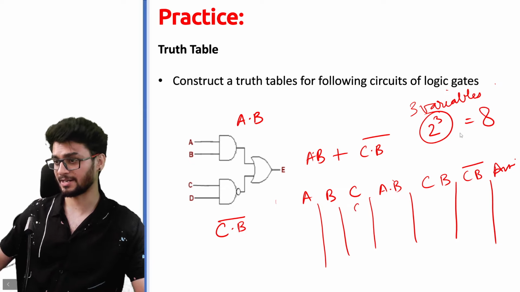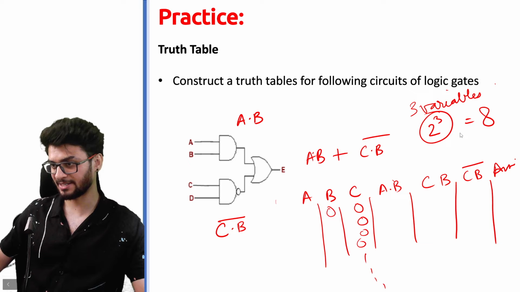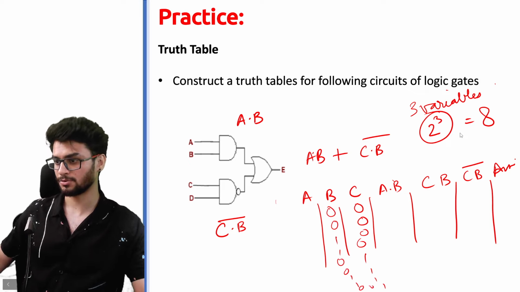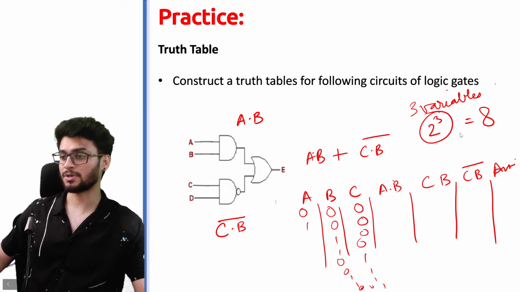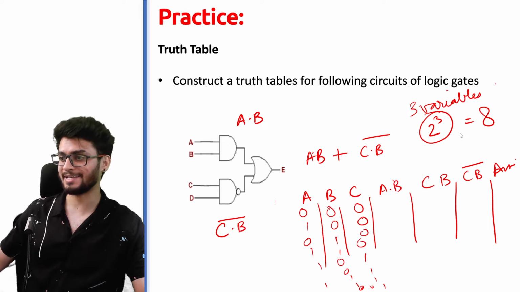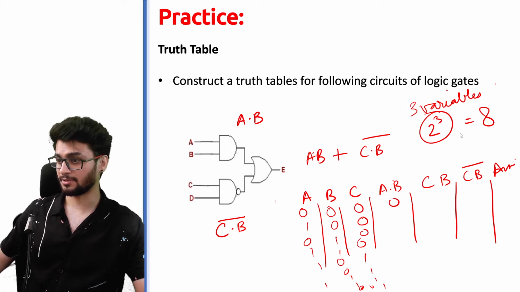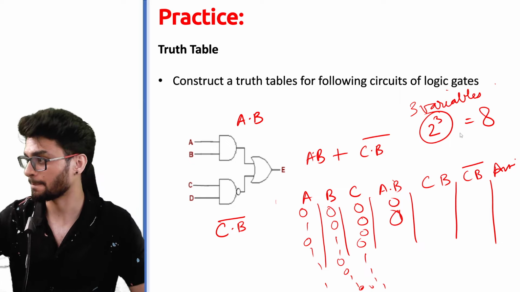So you start by writing 0, 0, 0, 0, 1, 1, 1, 1. So there are 8 rows. Then you start by writing 0, 0, 1, 1, 0, 0, 1, 1. Sorry, not 0, 0 at the end. And then 0, 1, 0, 1, and so on. So this is how you create a truth table, and end mein aap uske baad A into B kya hoga, 0, then this is again 0, and so on. You can create the truth table.